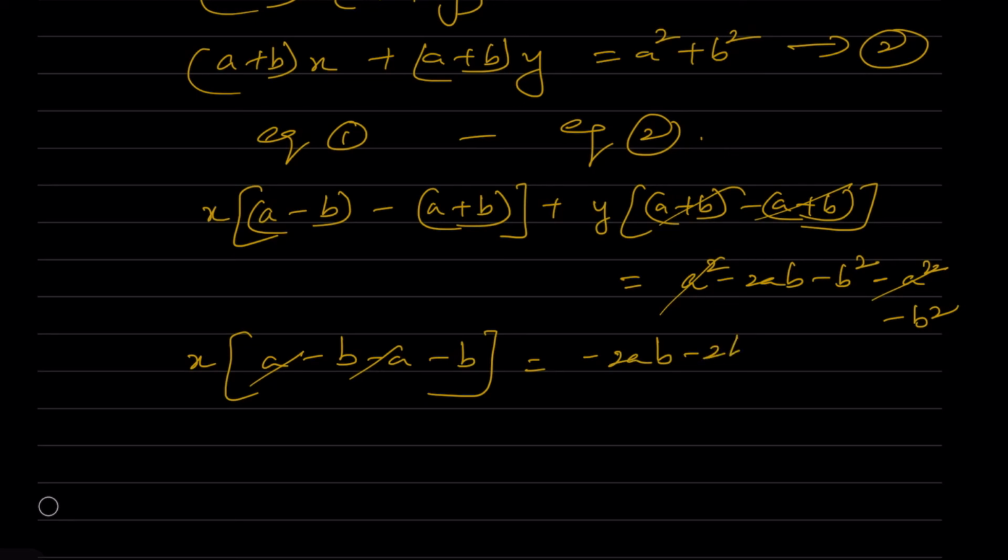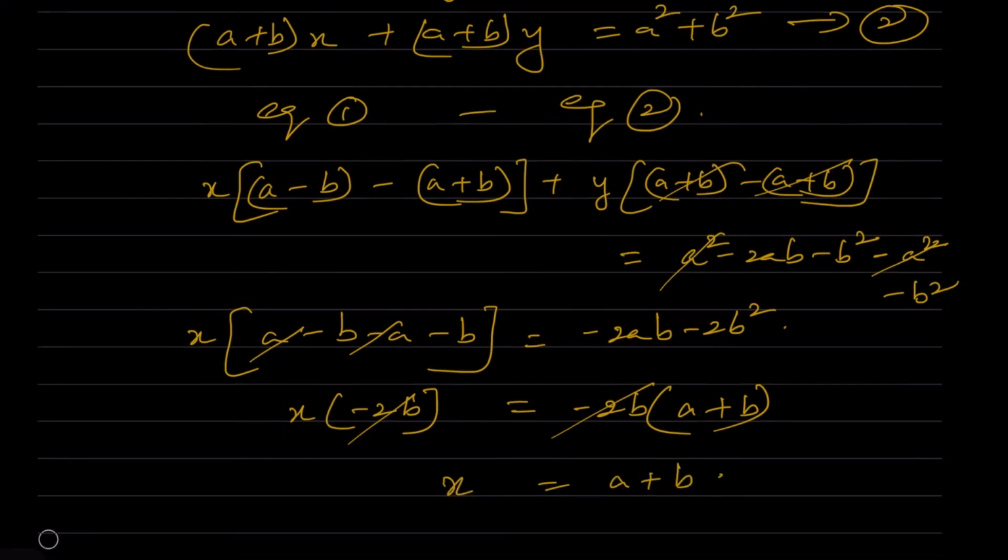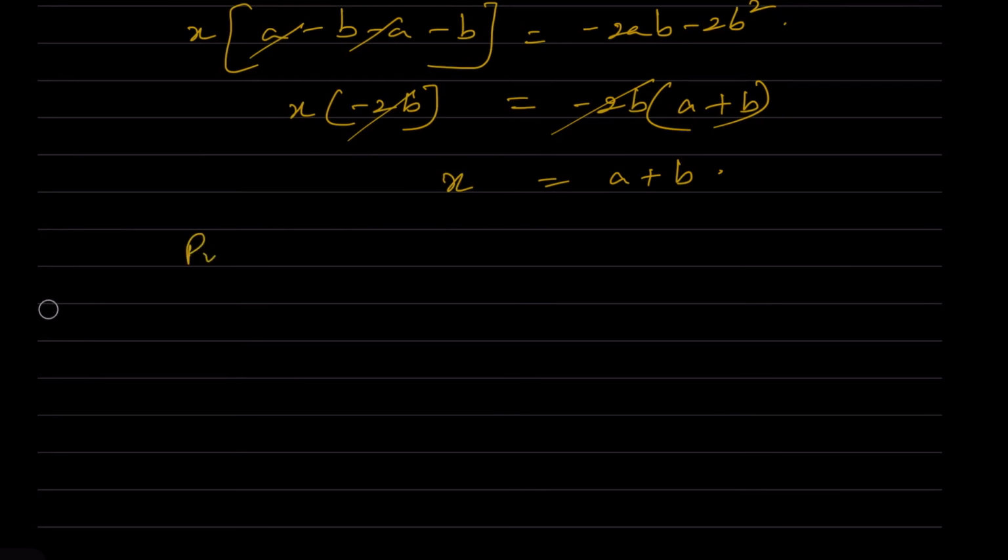I have corrected it once again. So here you are having x into minus 2b is equal to minus 2b. If I take out common, you are getting it over here a plus b in brackets. So minus 2b is getting cancelled. So you are getting x is equal to a plus b.